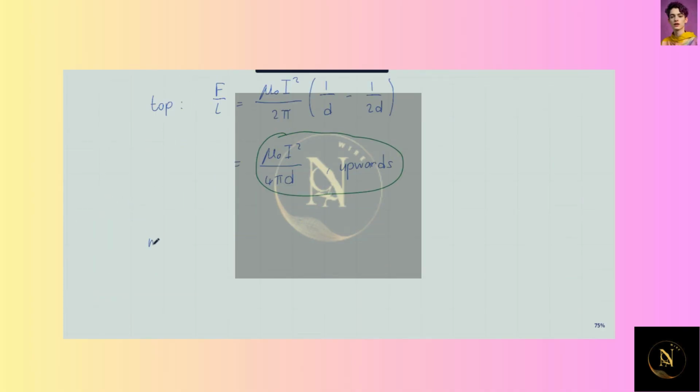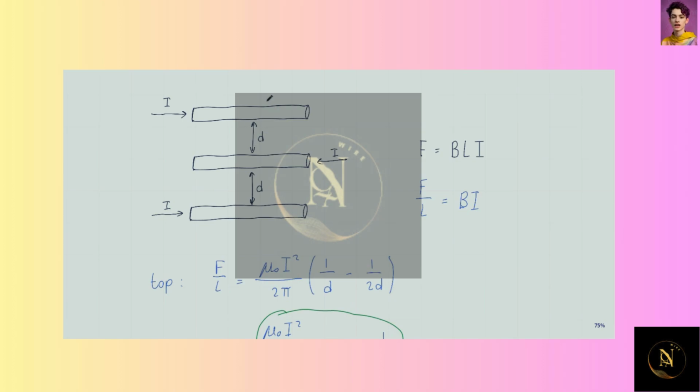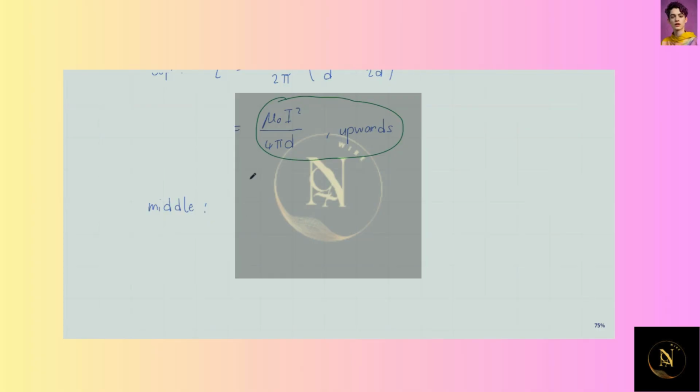Now the middle wire simplifies straightforwardly, and the force acting on the middle wire due to the top wire and due to the bottom wire cancels out, since the forces are equal but in opposite directions. So for the middle wire, the force per unit length is equal to 0.